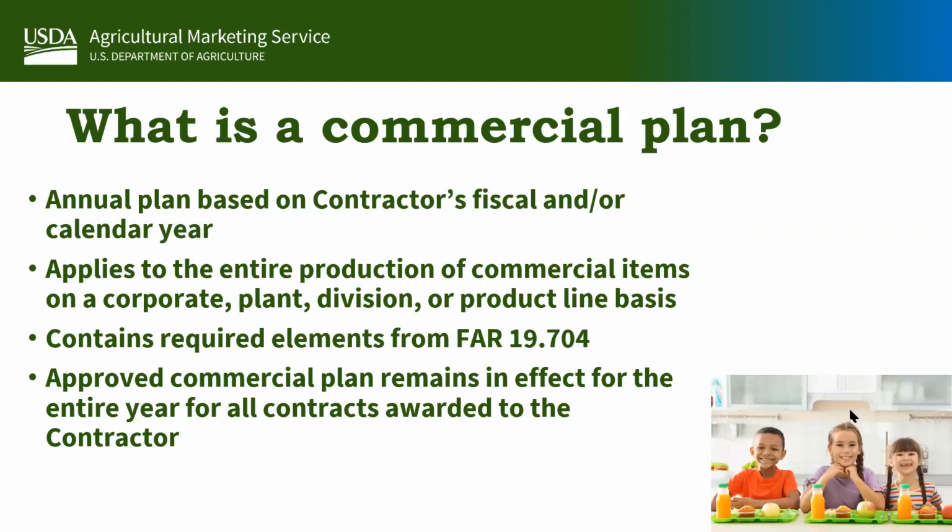There are various types of subcontracting plans. The type of subcontracting plan that commodity procurement requests from vendors is called a commercial plan. Commercial plans are required on a yearly basis and not with every contract. A commercial plan will cover the entire year for a company, which means that you will not have to submit another plan until the following year.